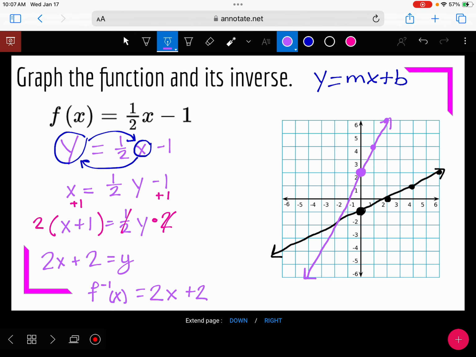But there's one like it on the homework, so I wanted us to see it. The process of finding the inverse is exactly the same. Graphing, we just haven't done in a couple of months. So we just got to remember how to graph a line. Okay?